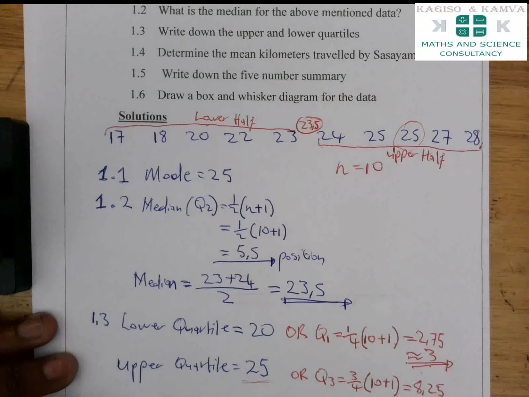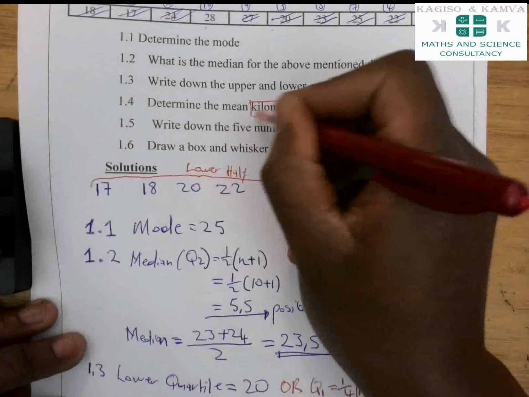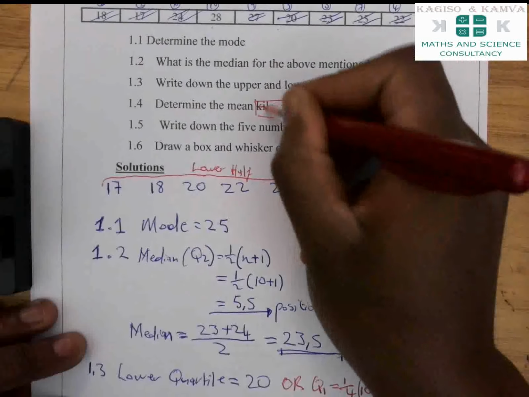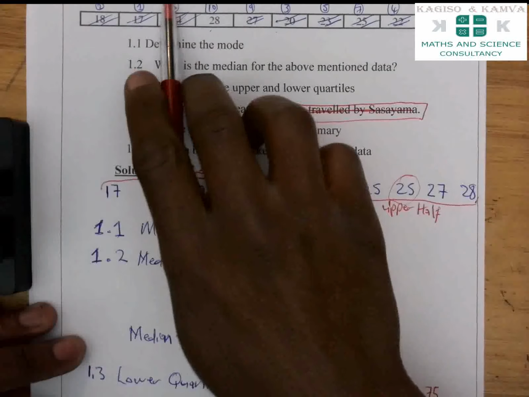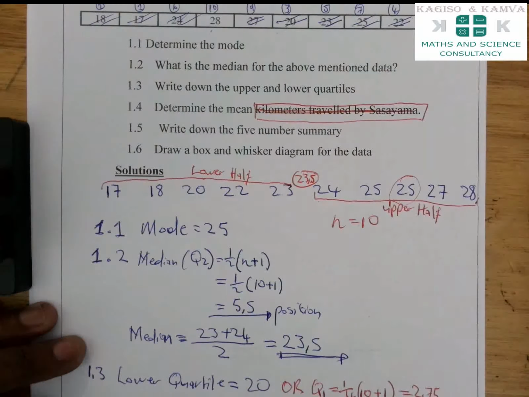Here we are asked to determine the mean. No, this is not supposed to be the mean for Sisayama. This should be the mean for the daily temperatures of Pretoria. The mean temperature for daily temperatures. Okay, good.